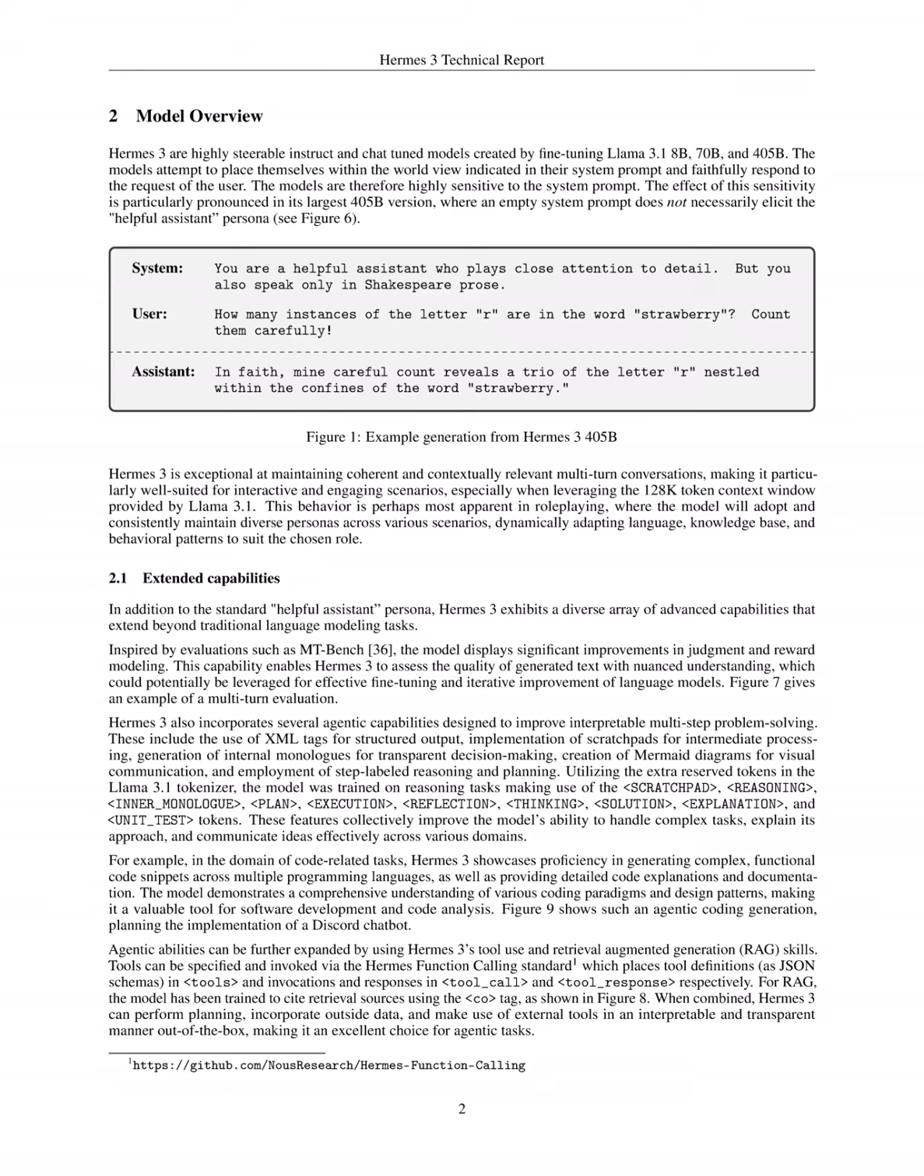It then engages its advanced capabilities, such as using the <scratchpad> token for intermediate processing, generating an internal monologue to outline the steps needed, and employing other structured tokens. Finally, Hermes 3 produces the code snippet while also providing detailed explanations and documentation, demonstrating its proficiency in handling complex tasks and communicating effectively. This example illustrates the model's ability to maintain coherence, utilize structured outputs, and adapt its responses based on the user's request.